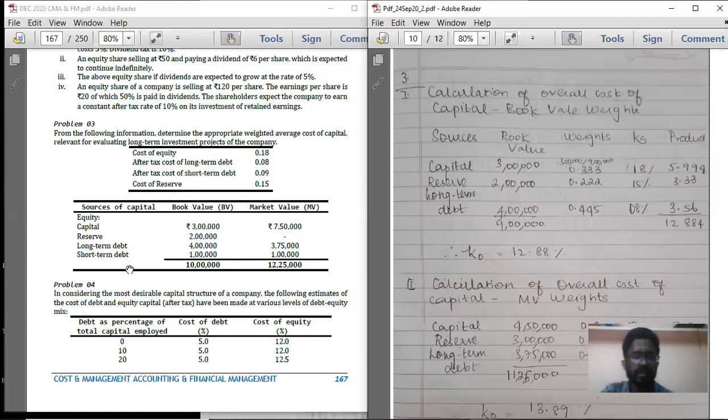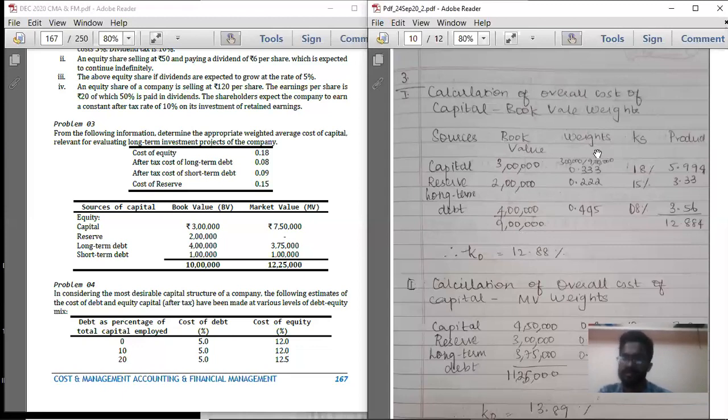Next they have given short term debt, but whereas we are evaluating the long term investment projects of the company, we should not take into consideration this short term debt. So now total the book value: 3 lakh plus 2 lakh plus 4 lakh, underline it, 9 lakh. So book value total is 9 lakh.